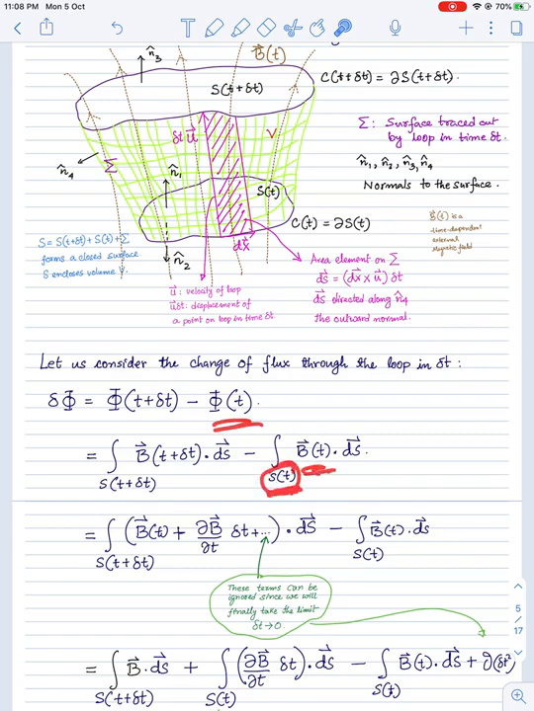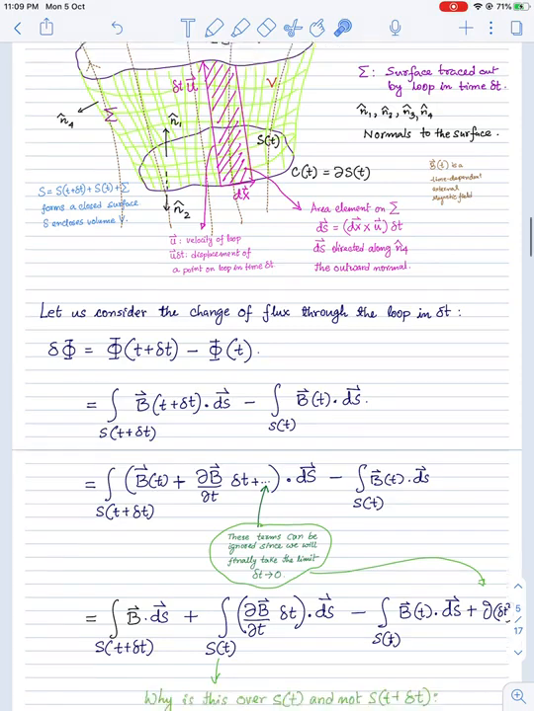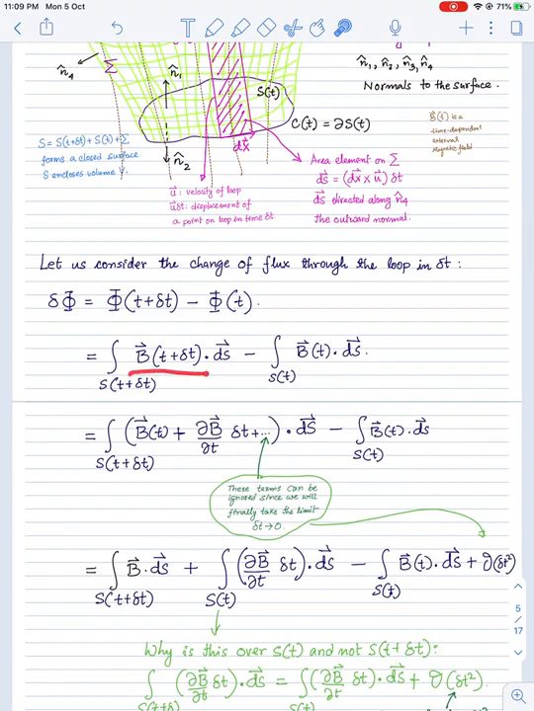Now at t, this phi of t is simply the magnetic field at time t, and we integrate it over the surface S at time t, which is this surface here. This is the difference of the two fluxes, at time t and at time t plus delta t. Now, this delta t is going to be a very infinitesimal quantity. At the end of the day, we are going to take the delta t going to zero limit.